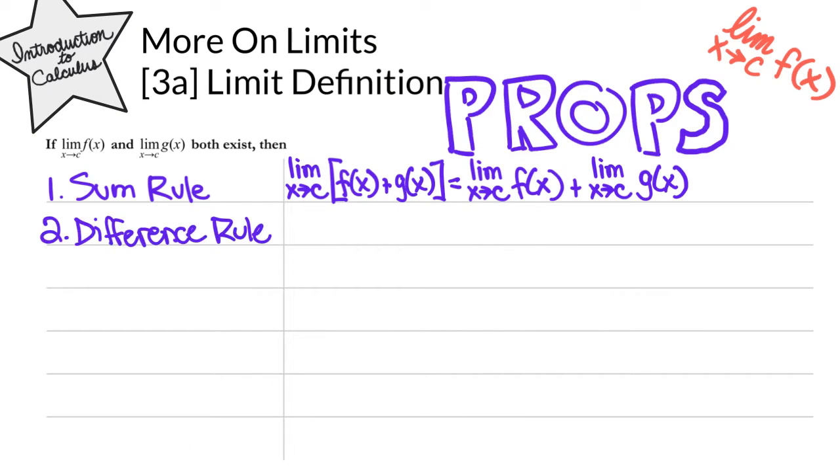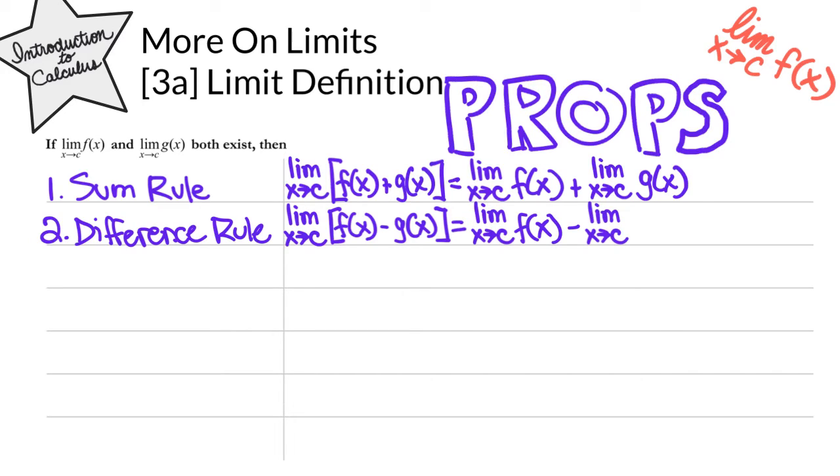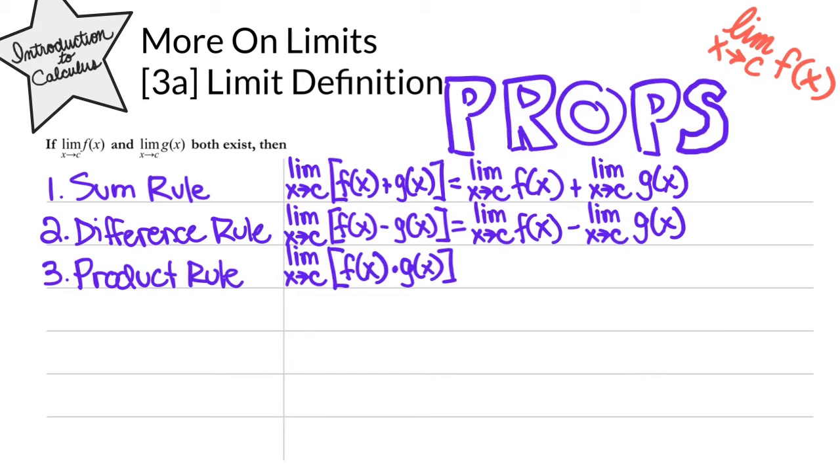The next one is the difference rule. The limit as x approaches c of f of x minus g of x, so functions being subtracted, is equal to what we'd kind of expect, the limit as x approaches c of f of x minus the limit as x approaches c of g of x. The third one is the product rule. The limit as x approaches c of the product of two functions, yep, you guessed it, is equal to the limit as x approaches c of f of x times the limit as x approaches c of g of x.